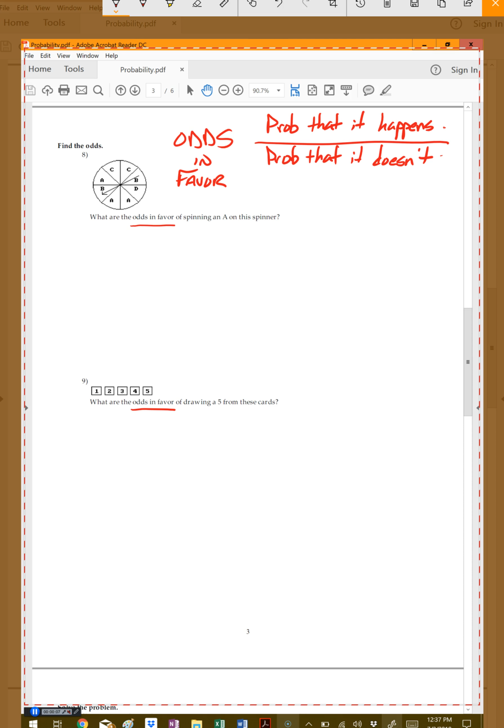Okay, so looking at number 8, the odds in favor of spinning an A on the spinner. The first thing we'll do is calculate the probability of spinning an A. Notation-wise, that's probability of A. And we got 1, 2, 3 A's out of 1, 2, 3, 4, 5, 6, 7, 8 sections, if you will. So 3 out of 8. The probability that A happens is 3 out of 8.